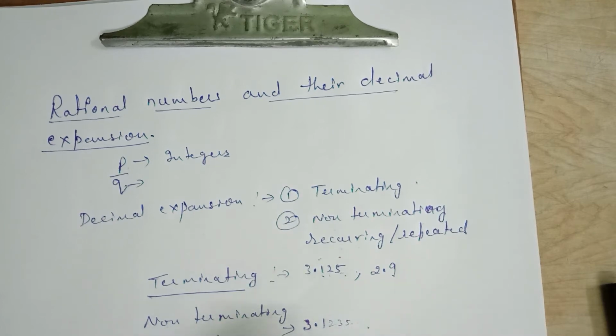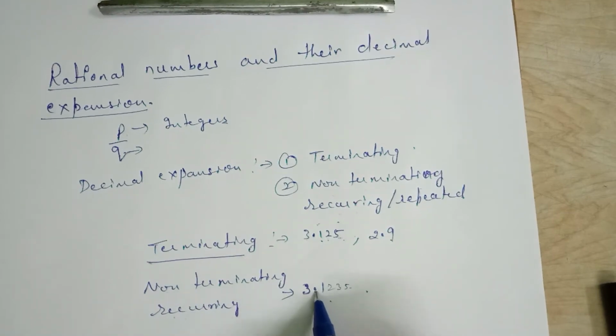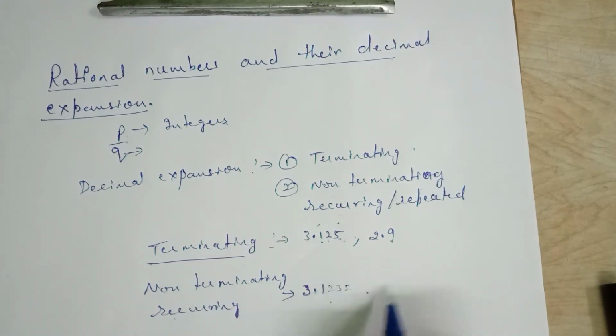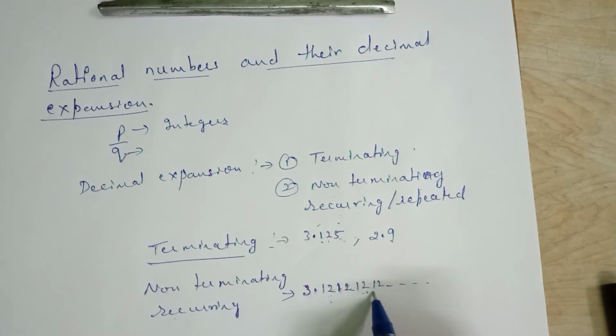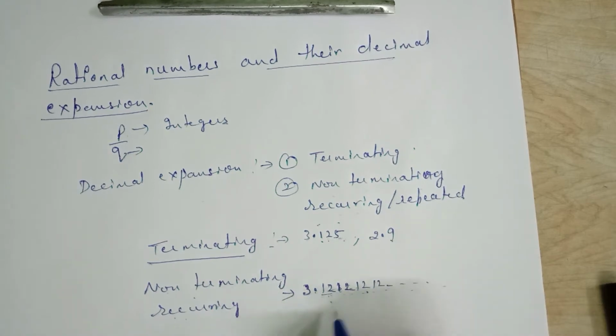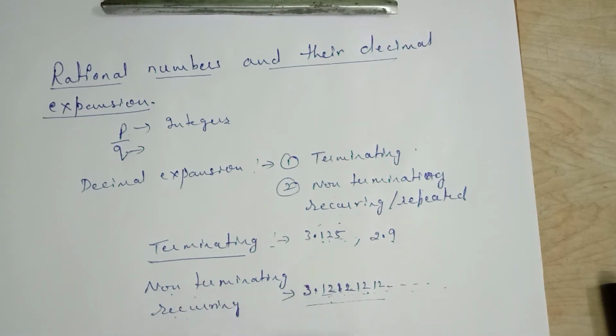But one more word is attached with it, that is recurring. Recurring means the digits after the decimal are repeated. If I am writing 1, 2, then again 1, 2, 1, 2, it means the digits 1, 2 are repeating again and again. There is no end, so it is non-terminating, and the digits 1, 2 are repeated. So such type of decimal expansion is called non-terminating recurring.